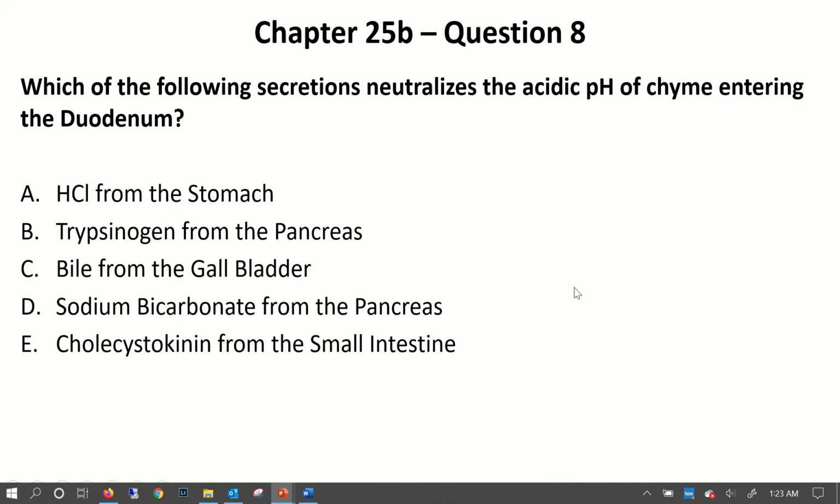And so here, as review, which of the following secretions neutralizes the acidic pH of chyme entering the duodenum? Is it A, hydrochloric acid from the stomach, B, trypsinogen from the pancreas, C, bile from the gallbladder, D, sodium bicarbonate from the pancreas, or E, cholecystokinin from the small intestine?